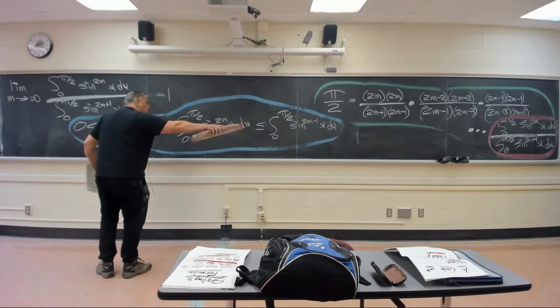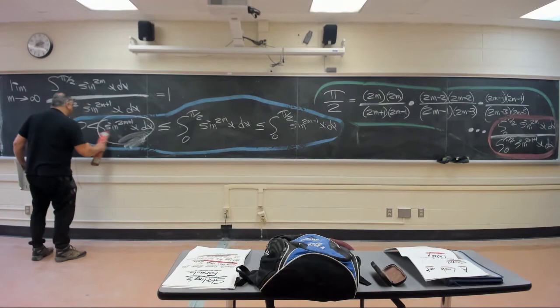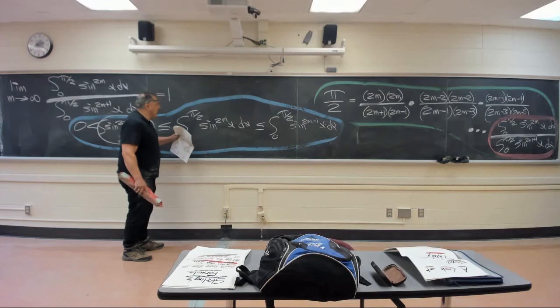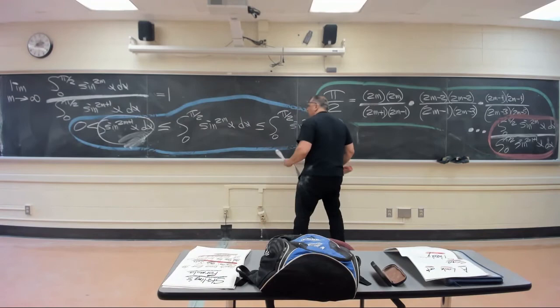you divide all the way across by this quantity right here, the integral of sine to the 2m plus 1 of x dx. We're going to say it's a non-zero number. 0 divided by this is still 0. This divided by itself is 1. This divided by this is greater than or equal to 1. This divided by that is greater than or equal to 1. And this guy divided by that one over there is greater than or equal to 1. So what are we going to say here? We have to prove this. Let me get there for you guys.